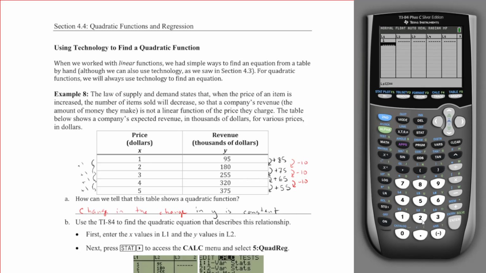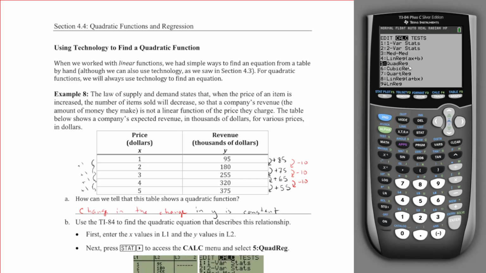So our x values in list 1: 1, 2, 3, 4, 5. Our y values in list 2: 95, 180, 255, 320, 375. And then we're going to say stat calc. To get something linear, we use linreg. To get something quadratic, we're going to use option 5, quadreg.